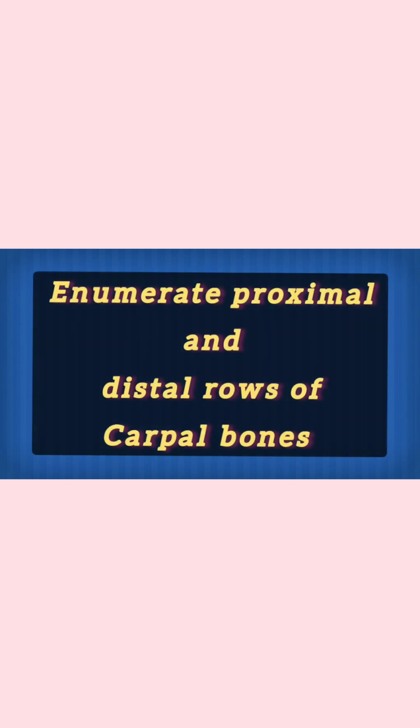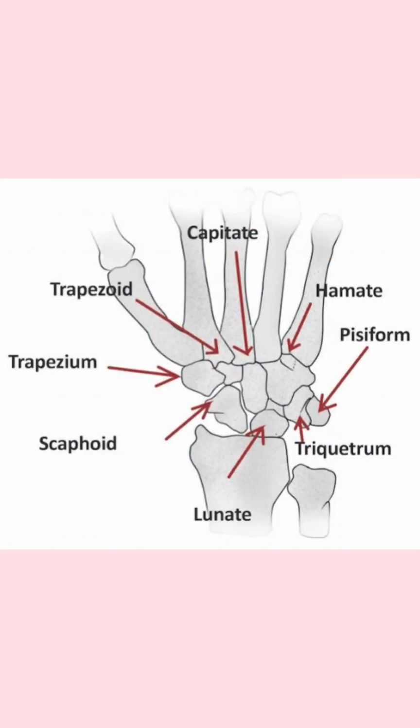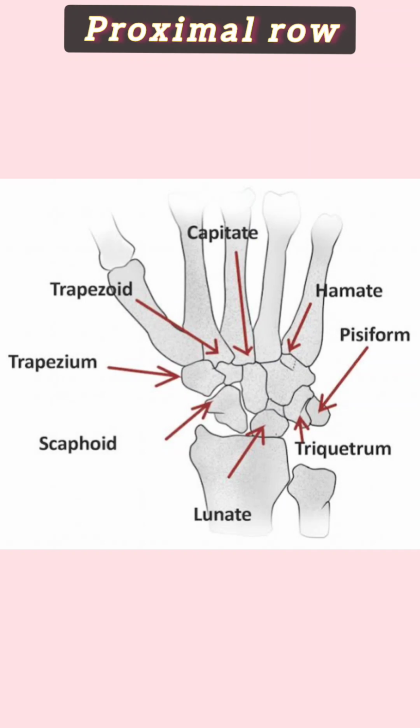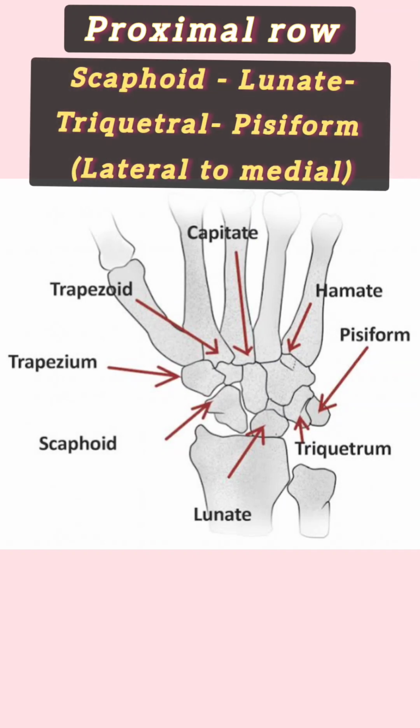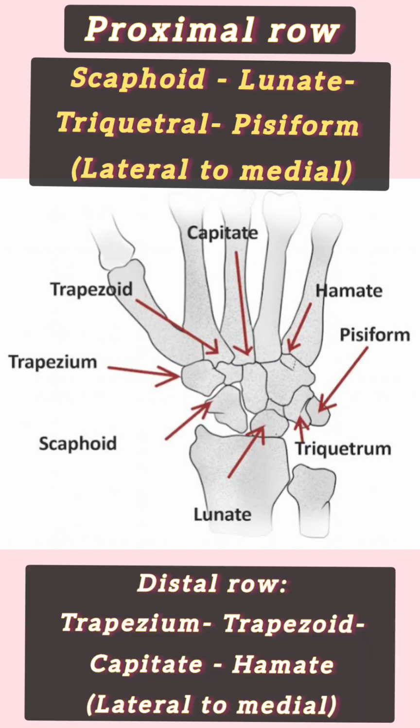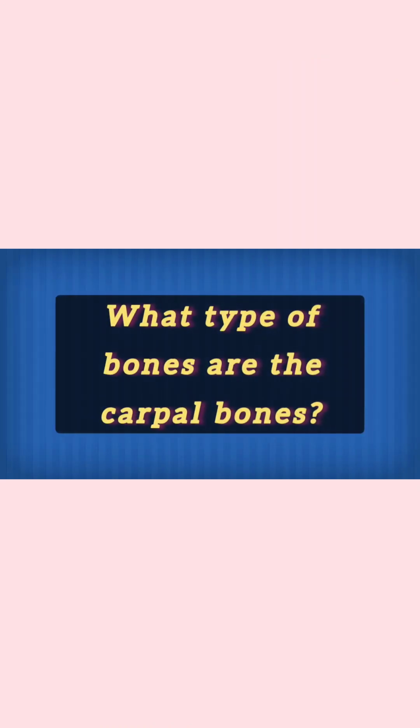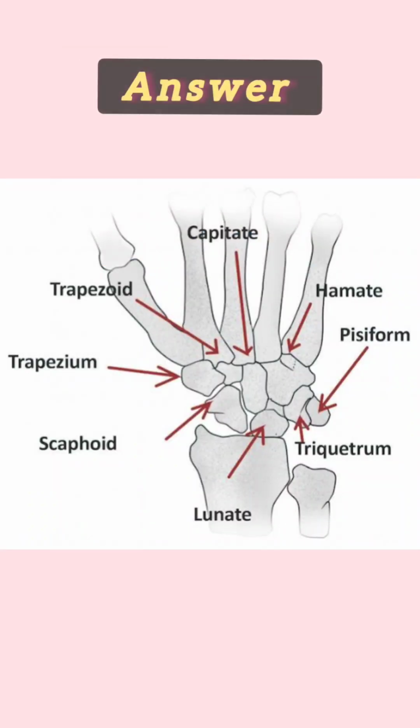Enumerate the proximal and distal rows of carpal bones. I already told you, just a repetition of this answer. In the proximal row there are 4 bones from lateral to medial: scaphoid, lunate, triquetral and pisiform. And in the distal row also there are 4 bones from lateral to medial: trapezium, trapezoid, capitate and hamate. Next question may be, what type of bone are the carpal bones? The answer is, all the carpal bones are short bones.